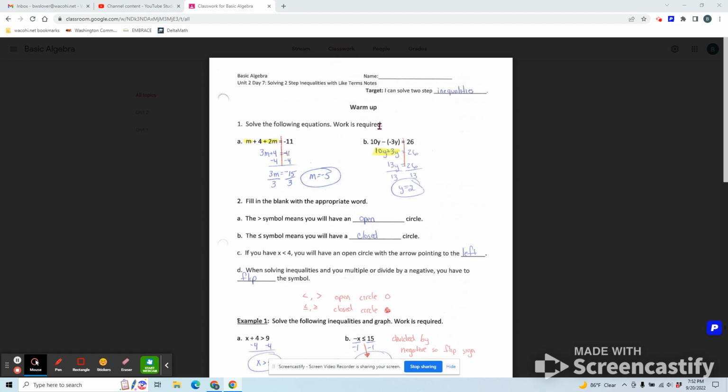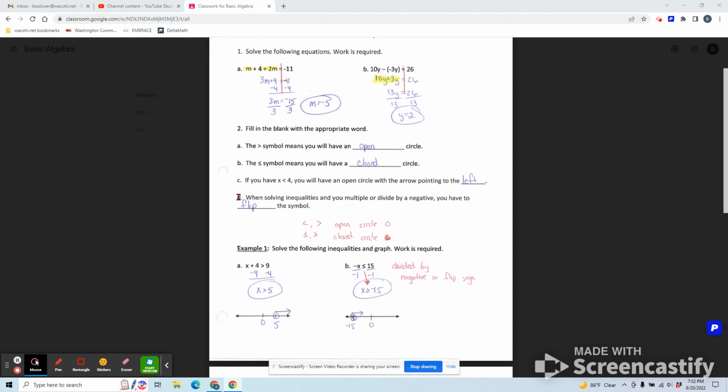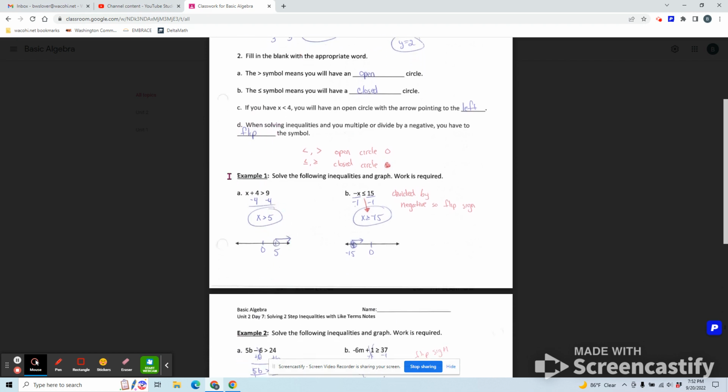Letter B is similar solving. You may be thinking, well, why do we need to practice solving equations if we're solving inequalities? Remember, you solve an inequality just like you do an equation. There's just that one step, and that's what this is down here, letter D. When solving inequalities and you multiply or divide by a negative, you have to flip or switch the symbol. So here we go. We're going to get through example 1.